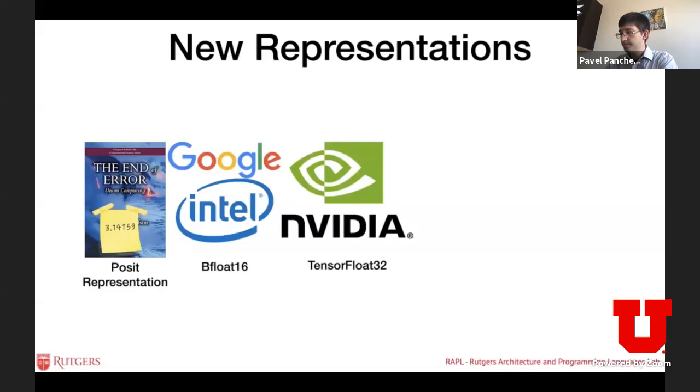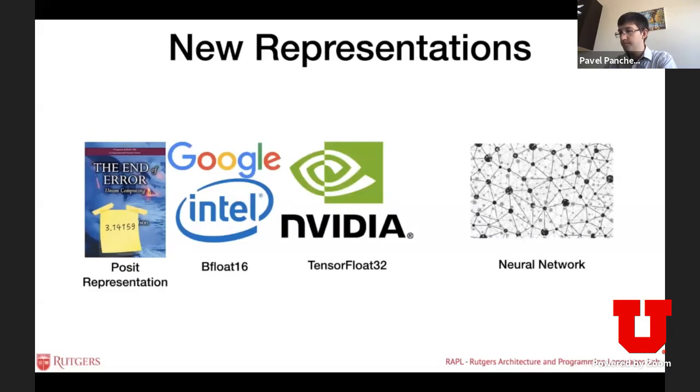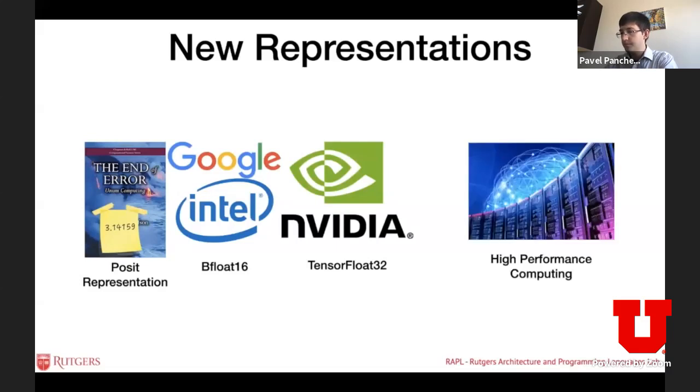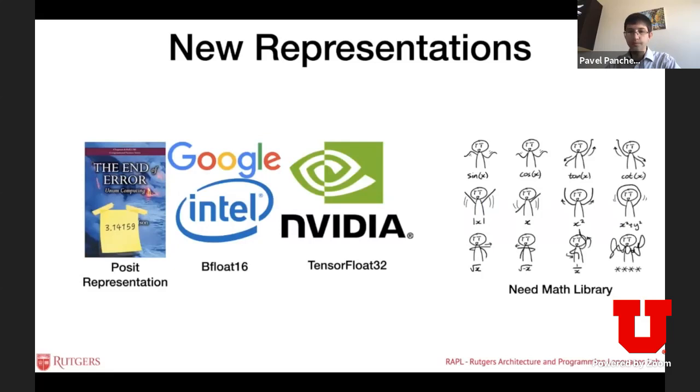These representations are proposed for applications in neural networks and HPC, and as such, these communities are very excited about these new representations. However, because these representations are so new, there are no math libraries designed specifically for them. Because they're primarily used in numerical applications, it would be really great to have native math libraries for these representations.